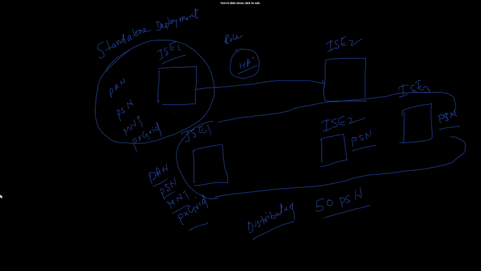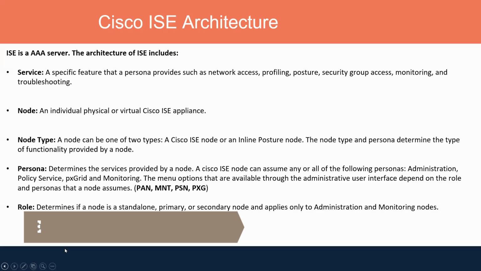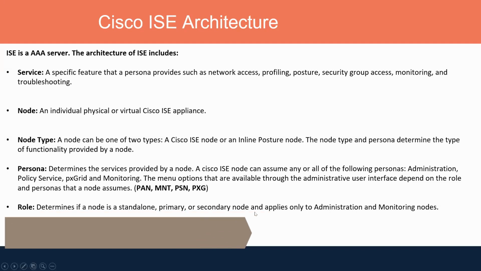Okay. So in role architecture, basically what it is going to determine is whether the node is standalone, primary, or secondary. This primary secondary is only applied on the administration and monitoring node. So basically the role is going to define whether that is a standalone deployment or a distributed deployment.